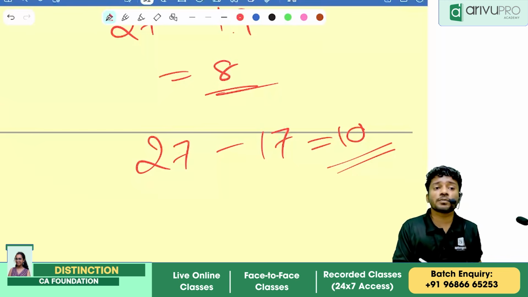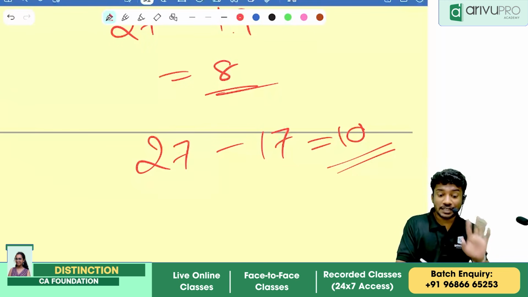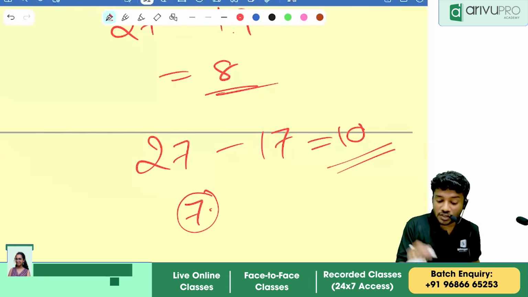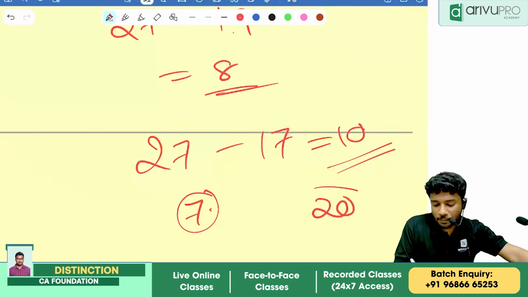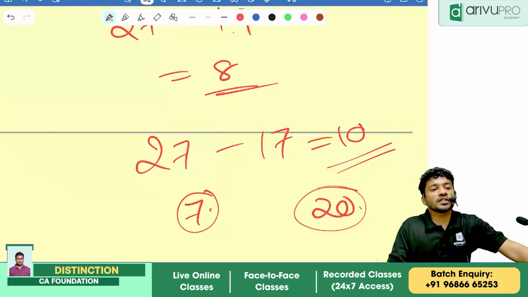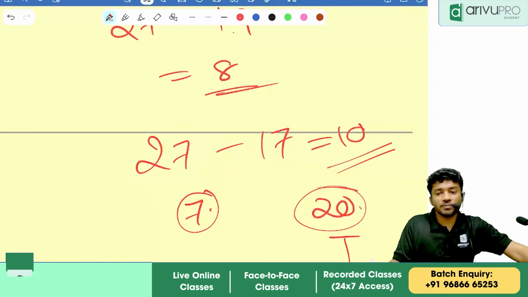Now, G is at what position? A, B, C, D, E. E is at 5th position. Then G will be at 7th position. What is the backward position of G? 20 is the backward position of G. Who is in forward position at 20th? T is at forward position 20th.